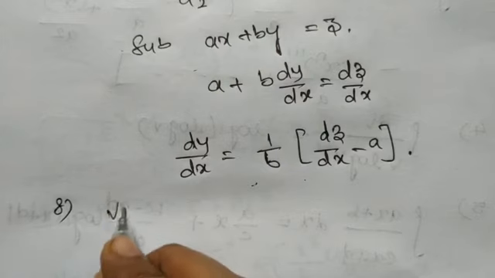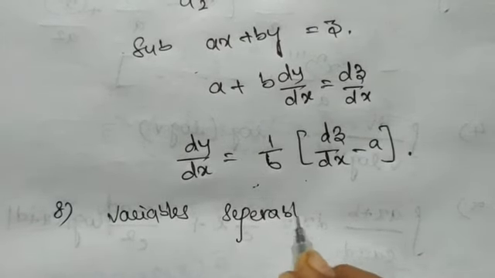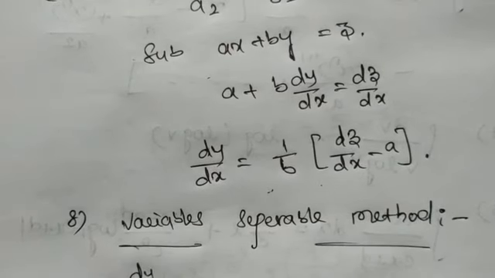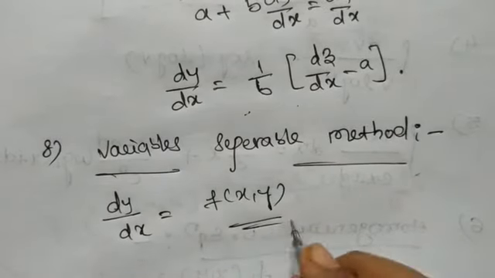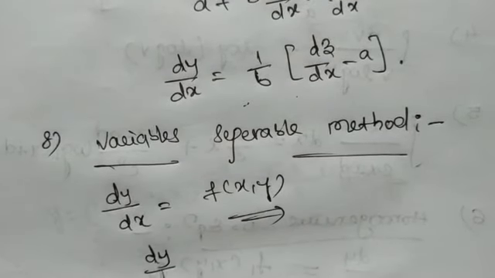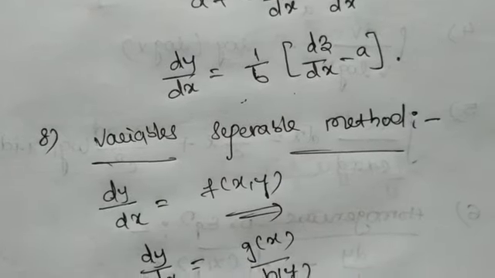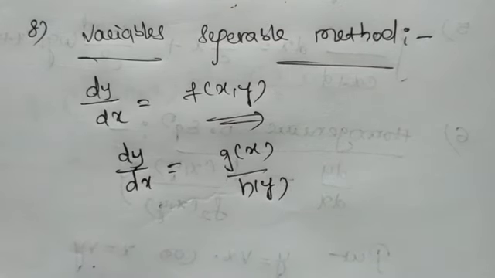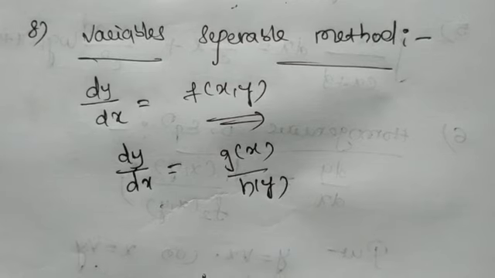So here we have one more method, that is the variable separable method. A differential equation, that is dy by dx equal to f(x, y). Here I am taking f(x, y) in terms of g(x) by h(y). Therefore separating the variables, that is y terms on one side and x terms on one side, then integrating on both sides. This is the solution of the variable separable method.